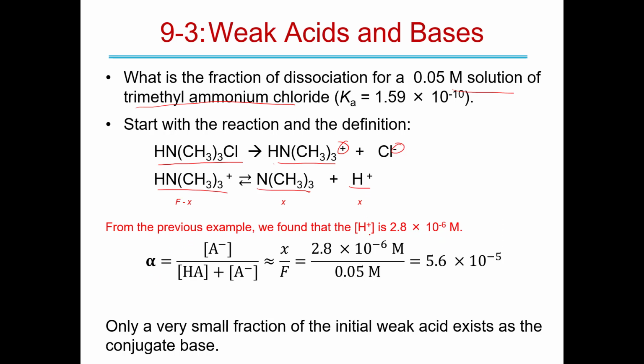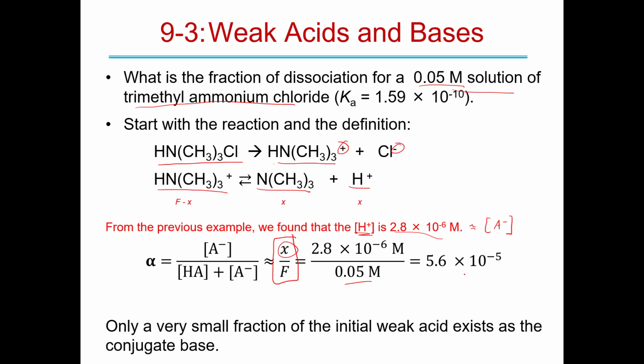So we already found that work. We figured out that H+ was equal to 2.8 times 10 to the minus 6. Remember, that's what we called X. That's approximately equal to our A- concentration. So we just substitute that into our alpha fraction formula here. So 2.8 times 10 to the minus 6, our formal concentration is 0.05 molar. We plug that in, do the division, and you get an alpha fraction of this.